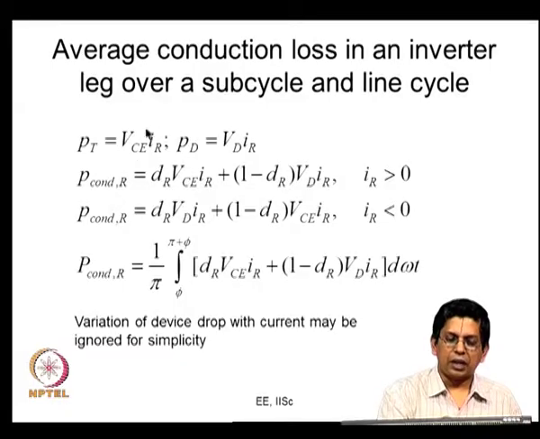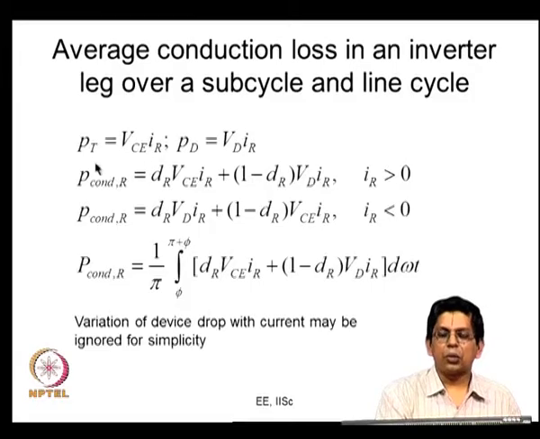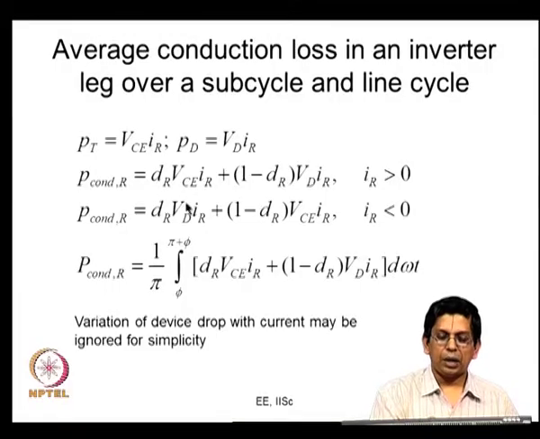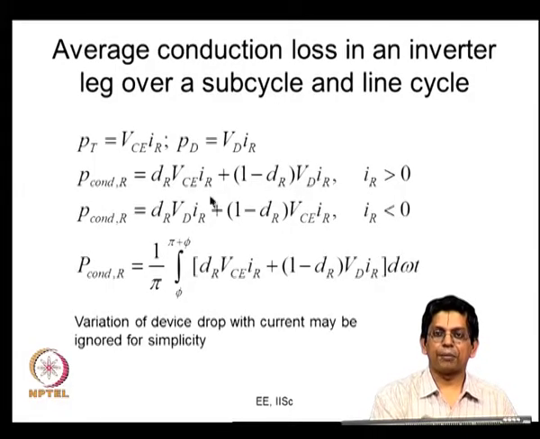So, this is VCIR, but the transistor is not going to conduct forever, not throughout the subcycle. How long does it conduct? It conducts only for the duty ratio. So, it is dr. So, dr multiplied by VCIR is the average power dissipated in the transistor on account of forward drop. Similarly, let us say the bottom diode is conducting for the remaining duration 1 minus dr times Ts.